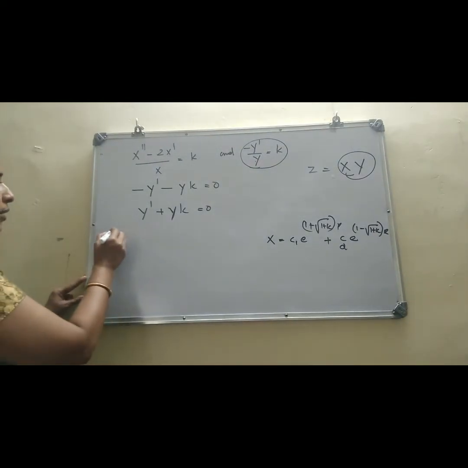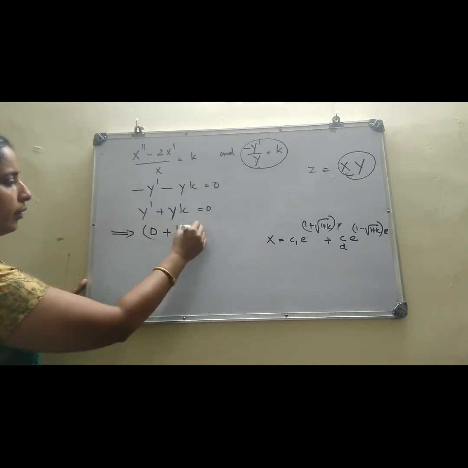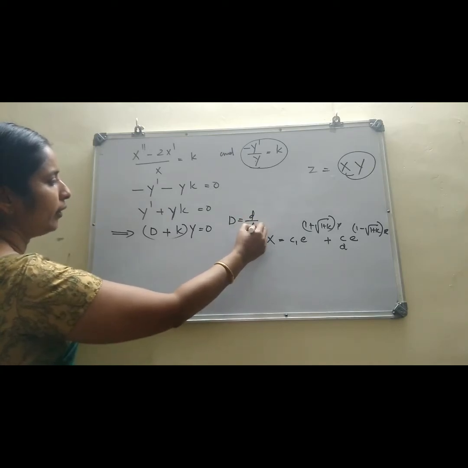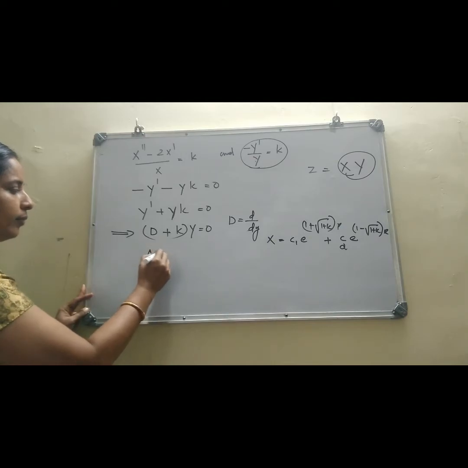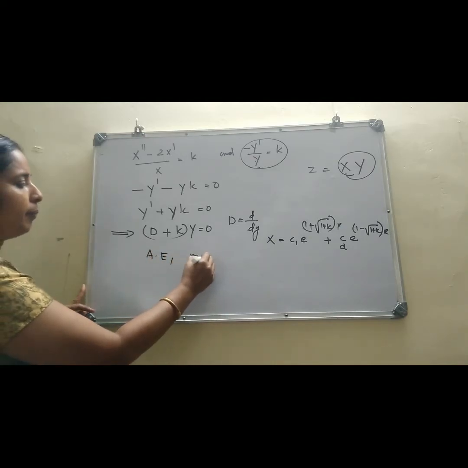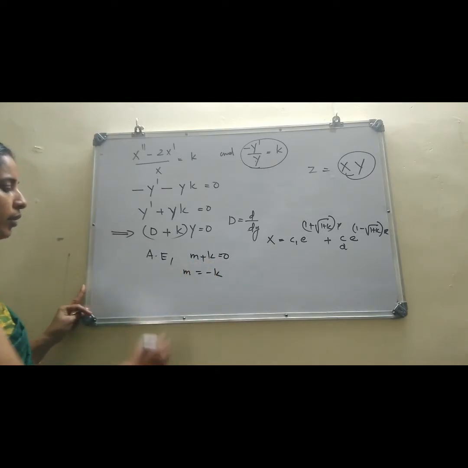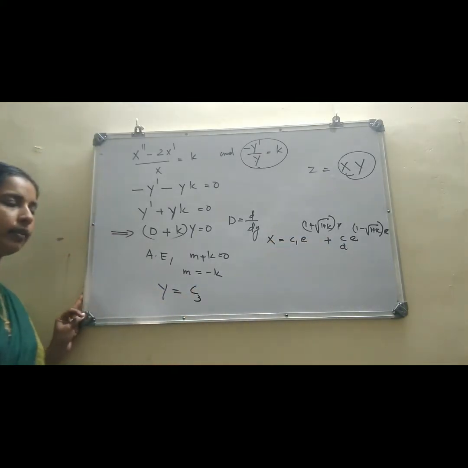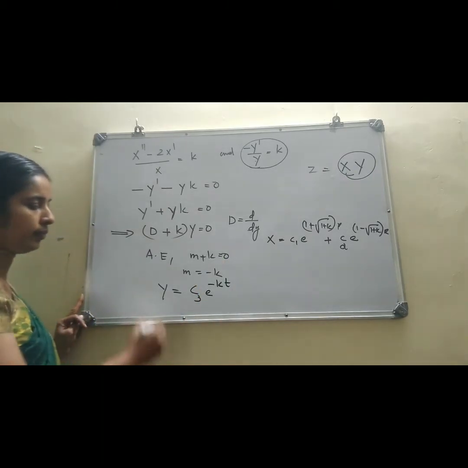The method of solving is, you can rewrite it as (D plus k) y equal to 0, where capital D is the operator d by dy. Its auxiliary equation is m plus k equal to 0. So m is equal to minus k. So y is, say here we introduce the arbitrary constant C3, and y is C3 e raised to minus kt. This is y.